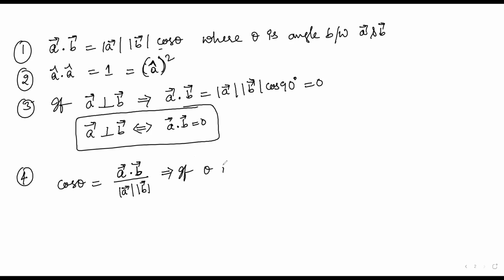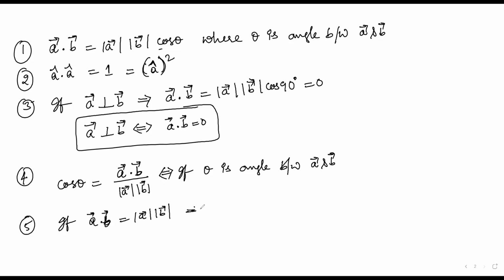If theta is the angle between A and B, then cos theta equals A dot B by mod A mod B. Now you see, if A dot B equals mod A mod B, that implies theta equals 0 degrees. Yes or no? Yes, sir.